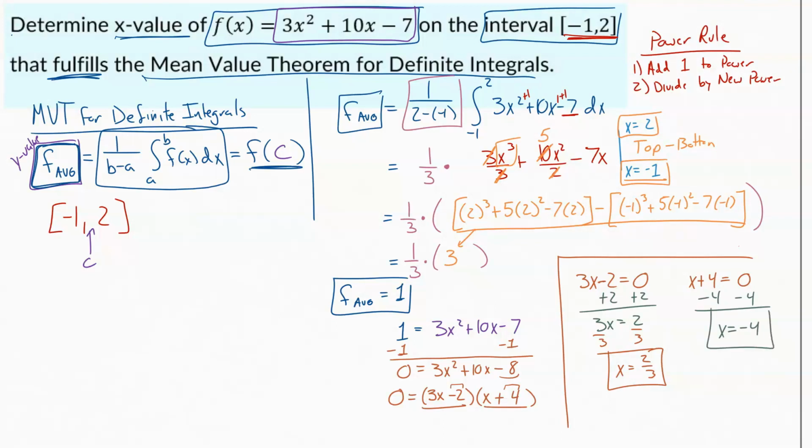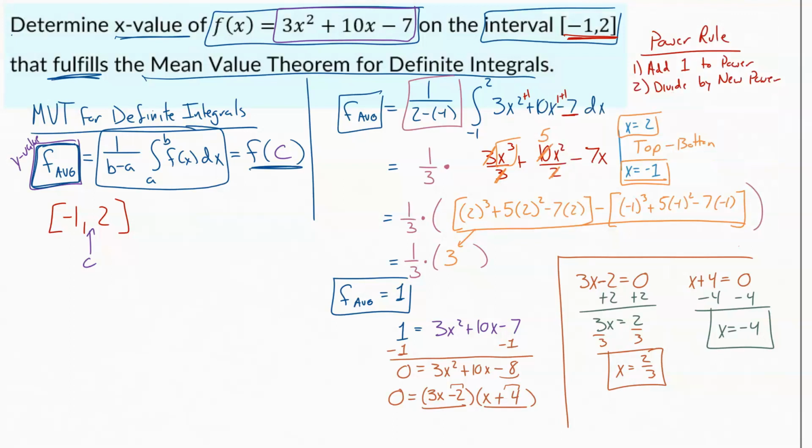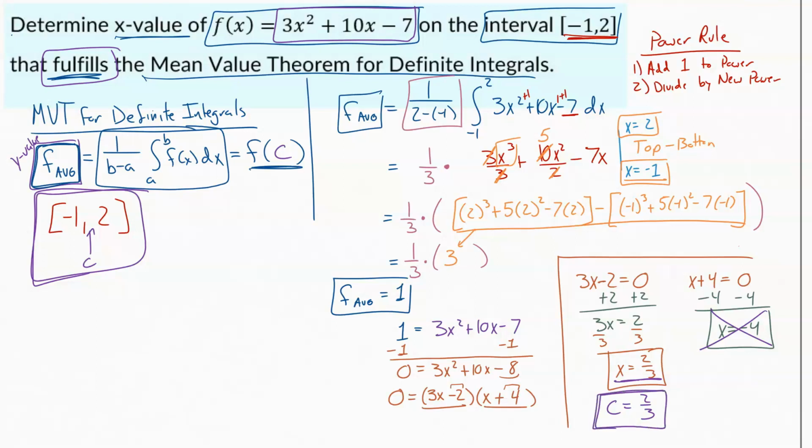That's my other possibility. To see which one is the one we are guaranteed to get, the one that fulfills this, that one has to live between -1 and 2. Well, -4 does not live between -1 and 2, so that's not our answer. 2/3 does live between -1 and 2. So the x value, the c value, that we are guaranteed by the mean value theorem for definite integrals is this c value of 2/3, x equals 2/3.